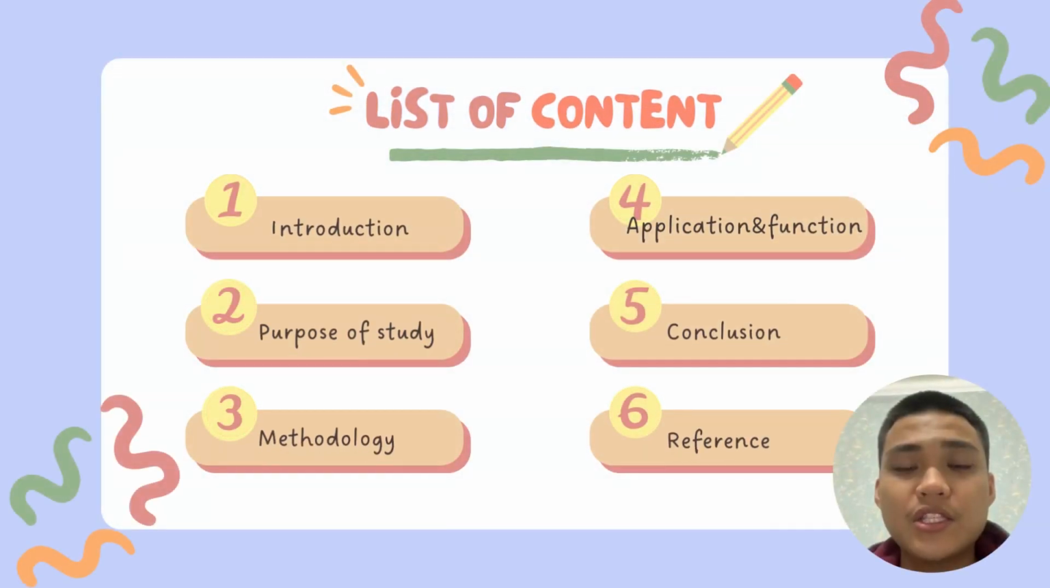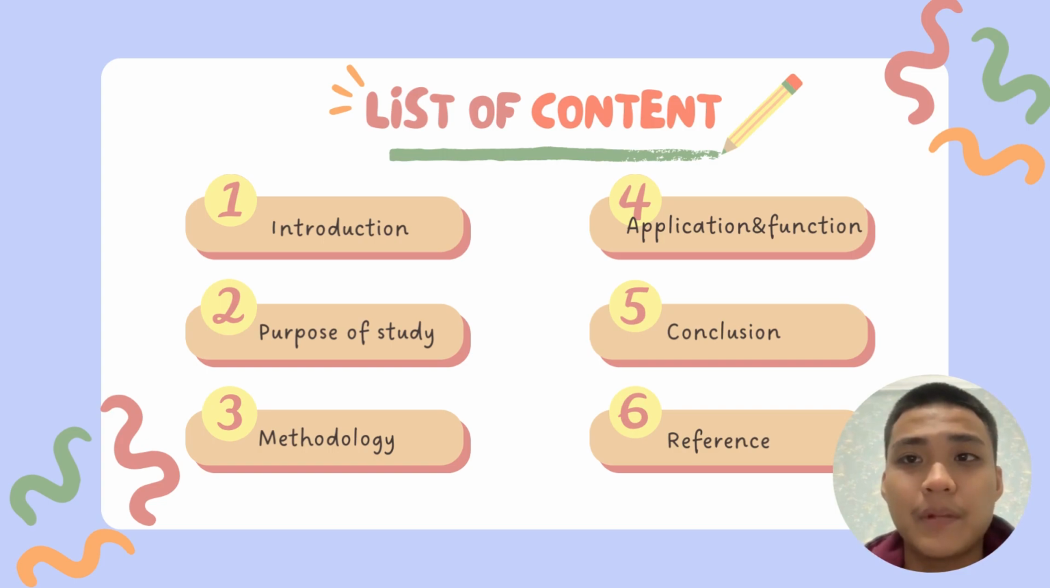So for the list of content, number 1 we have introduction. Number 2 we have purpose of study. 3 we have methodology. And for number 4 we have application and function. 5 we have conclusion, and lastly we have reference.